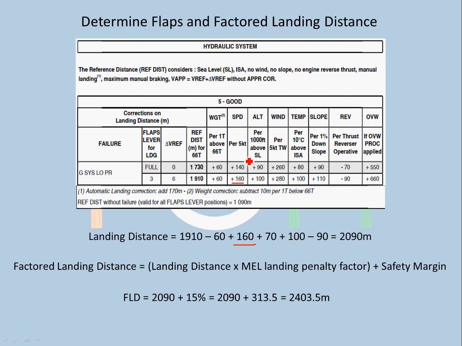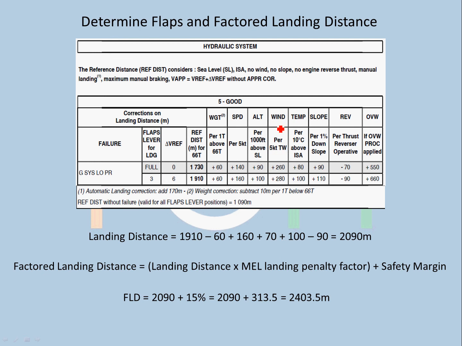Suppose it was 10 knots, then we would have added 320. Any pilot approach speed increment is also catered for by this column only. So if the pilot adds an extra 5 knots, then you have to add a further 160 meters. And altitude correction per 1000 feet above sea level, we add 100. This elevation was 700 feet, so I've added 70.